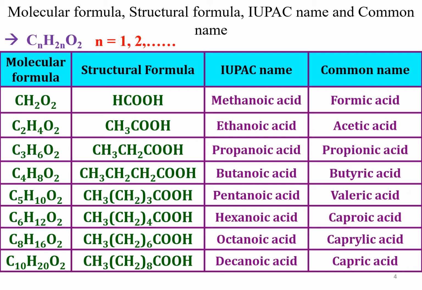We have the molecular formula, structural formula, IUPAC name, and common name. The first member, CH2O2, has the structural formula HCOOH, methanoic acid, and the common name is formic acid. Next, molecular formula C2H4O2, CH3COOH, ethanoic acid, acetic acid.